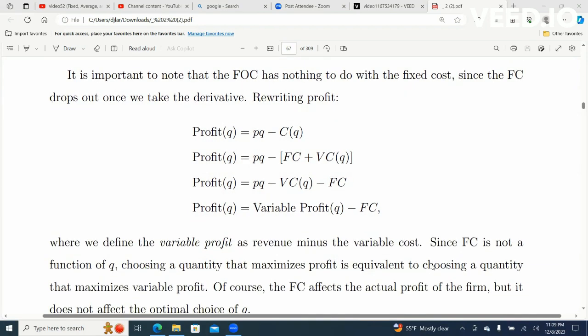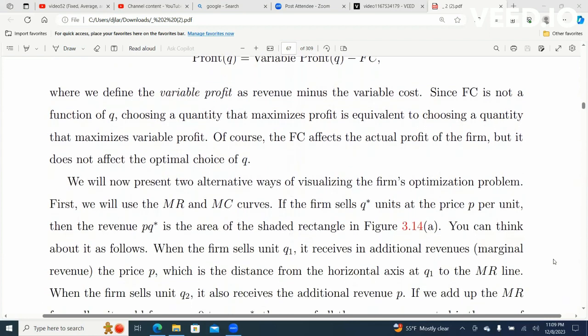It is important to note that the first order condition has nothing to do with the fixed cost, since the fixed cost drops out once we take the derivative. Rewrite profit. This is one where we should take pause and look at it. I think we're going to derive this a little bit in the next video. I just want to write that out myself. So we'll take a look at that later.